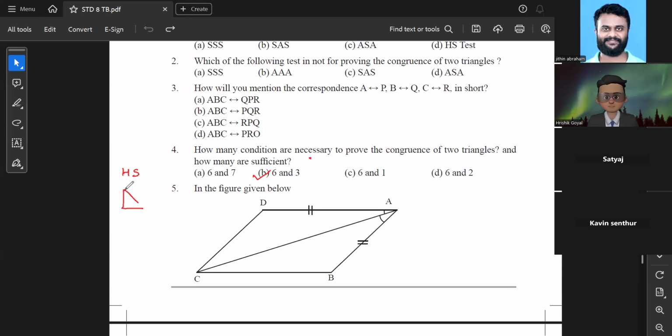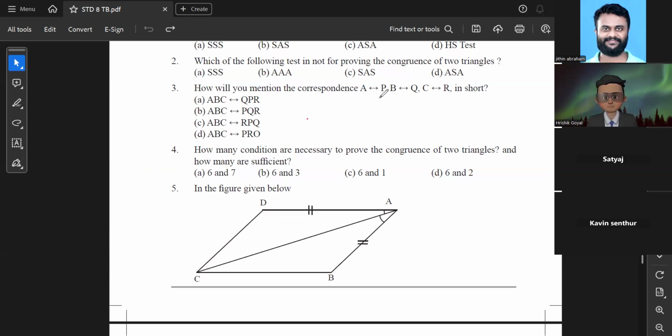technically speaking, H तभी ही exist करता है जब ये 90 degree होता है. So there is already a 90 degree. Hypotenuse, one side, and this 90 is a hidden third information. So at least you need three information, three conditions, चाहिए ही चाहिए.